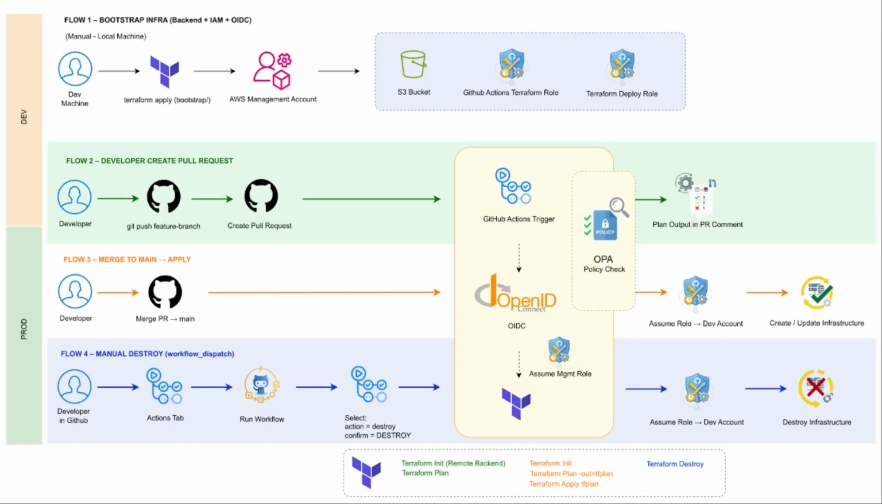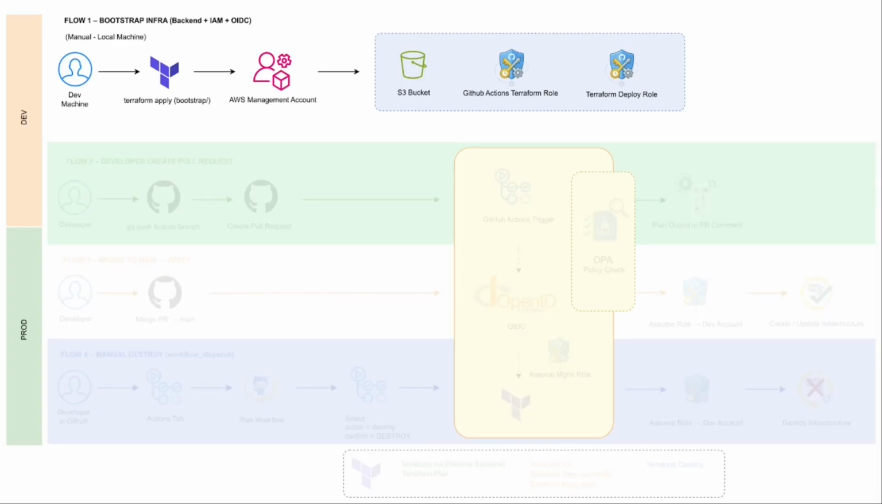Our project has 4 flows like this. Now we move to flow number 1. Let's start with flow number 1, the bootstrap phase. Before we automate anything, we must build the foundation. This step is done manually from a developer's local machine. We run terraform apply in the AWS management account, but this is not application infrastructure.